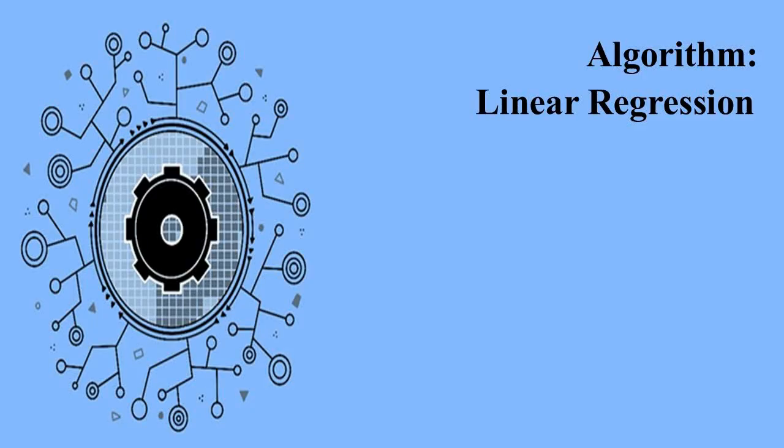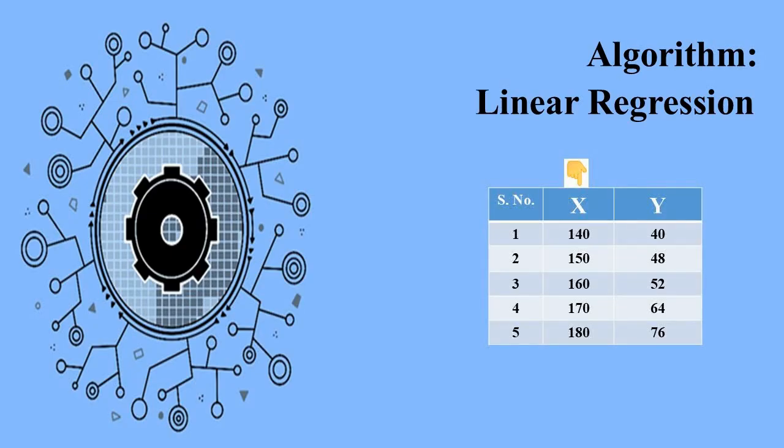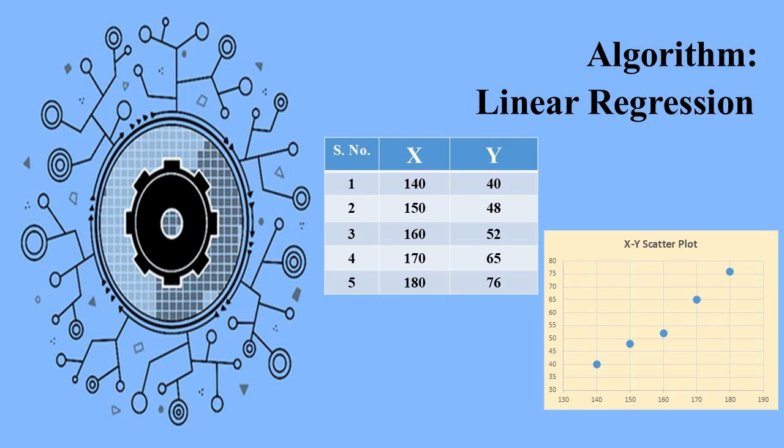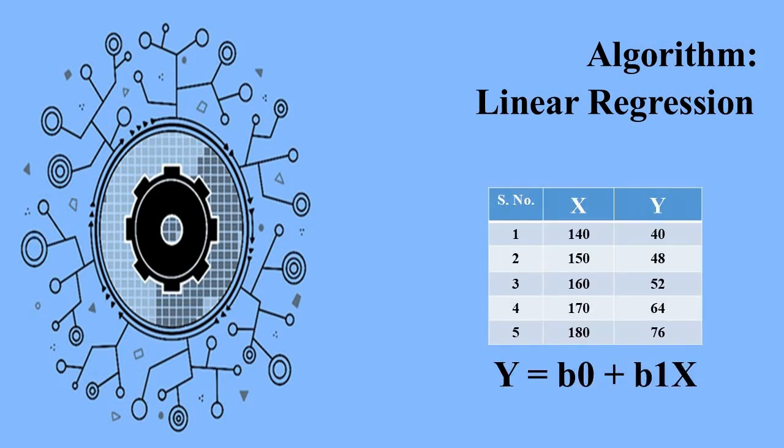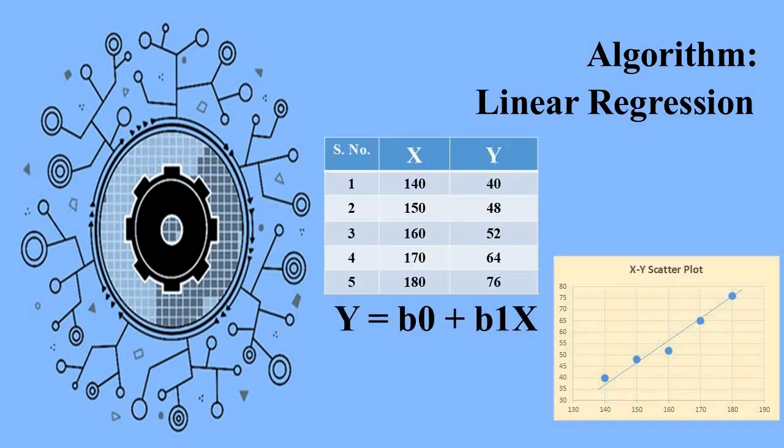Now, let's work out the linear regression algorithm by taking a numerical example. Please note that it's a univariate example. Take the following data, where x is the independent variable and y is the dependent variable. A scatter plot between x and y is shown here, and the general linear regression equation between x and y is given. By calculating the values of b0 and b1, a best fit line as a linear regression line can be plotted as shown here.